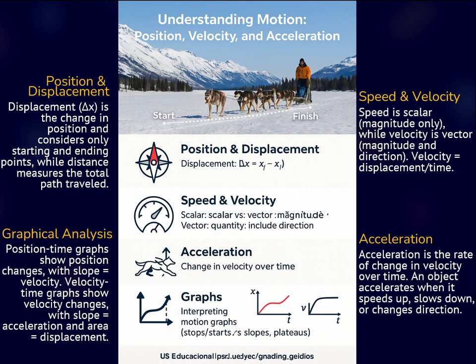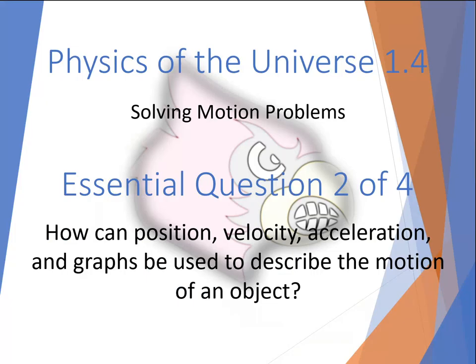So let's bring it all together. Position and displacement help us describe where the sled starts and ends. Speed and velocity tell us how fast and in what direction it's moving. Acceleration helps us understand how quickly the motion is changing, meaning speeding up, slowing down, or turning. Graphs help us use visual language to see motion. Slopes are equal to velocity or acceleration, and area is equal to displacement. Every part of a dog sled race, every sprint, turn, and slowdown is a lesson in physics. And now you have the tools to describe it all.